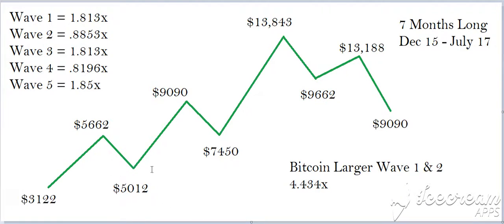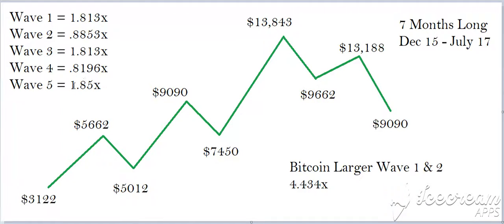You take the $5,012, times that by 1.813, we arrive at the 9090. Then you take that, times that by 0.8196, and that brings us down to the 74.50 mark.